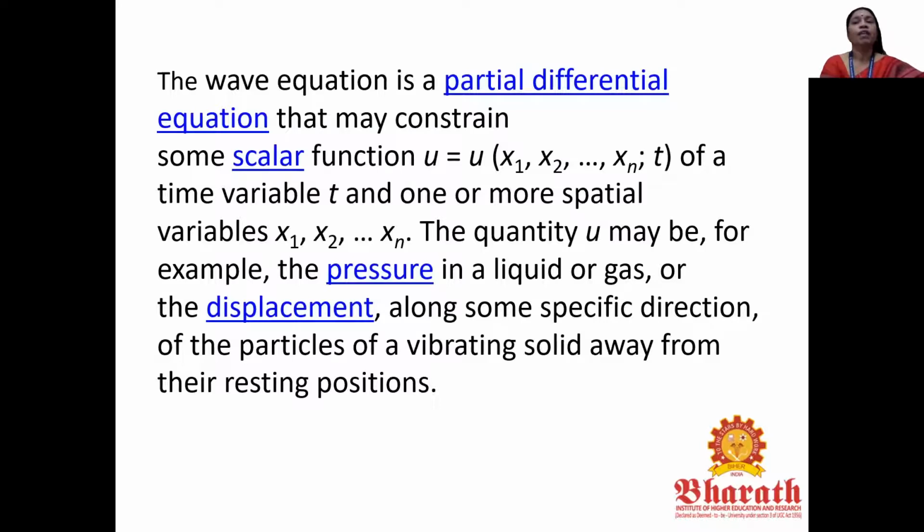Next is the wave equation. It is a partial differential equation that may constrain some scalar function u. U is a function of x1, x2, etc. to xn, and of a time variable t and one or more spatial variables x1, x2, etc. to xn. The quantity u may be, for example, the pressure in a liquid or gas, or the displacement along some specific direction of the particle of a vibrating solid away from their resting positions.